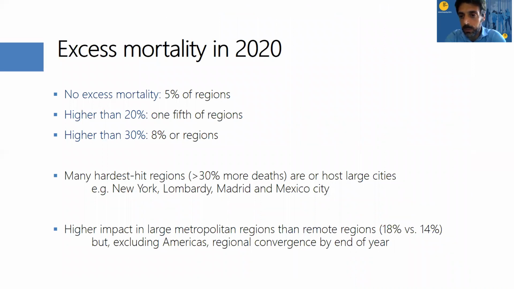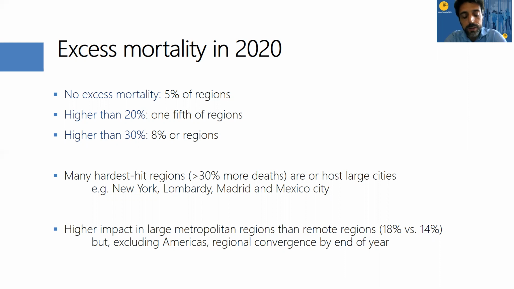So what we know, from the map that I just showed, is that only 5% of the regions didn't see any increase in mortality compared to the previous 3 years. For one fifth of the regions, there was an increase higher than 20%. And for 8% of subnational regions in OECD countries, there was an increase higher than 30% in total deaths. Many of the hardest-hit regions, with more than 30% more deaths compared to previous years, are regions that host very large cities, such as the New York region, Lombardy, which hosts Milan, Madrid, or Mexico City, for example.